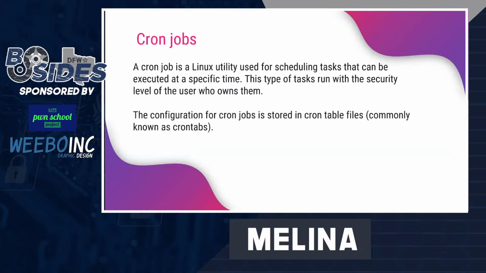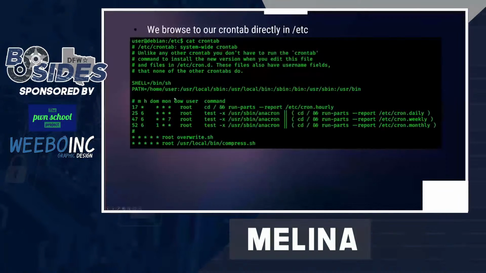Cron jobs. A cron job is a Linux utility used for scheduling tasks that can be executed at a specific time. This type of task runs with the security level of the user who owns them. The configuration for cron jobs is stored in the crontab, known as cron tabs. So if we browse directly to the cron tab directory, this is where we're looking.